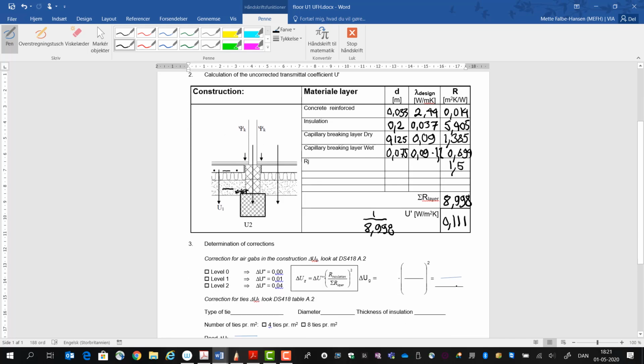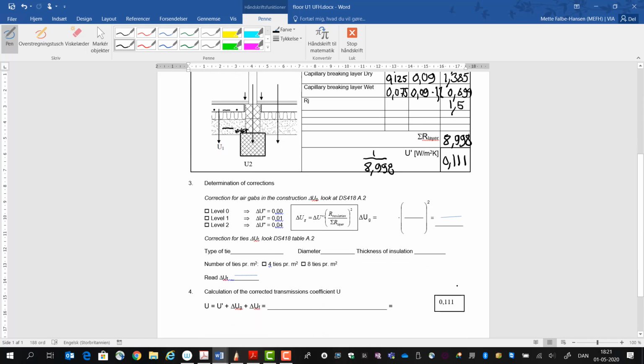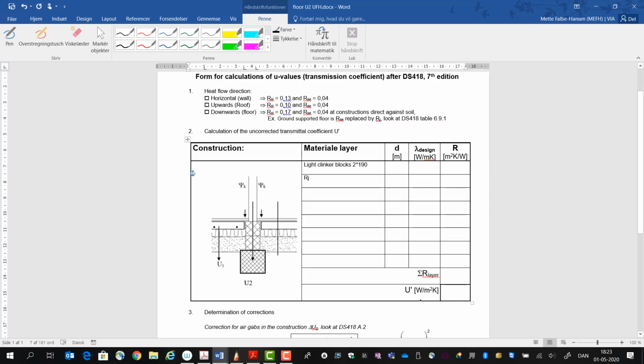Then in the floor construction, we don't have any air gaps, and we don't have any wall ties. So the total U value will be 0.111. So now we have to calculate U2, and that's for the partition foundation. So that's what we have in here. And down, that's U2.